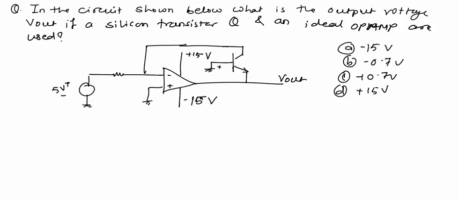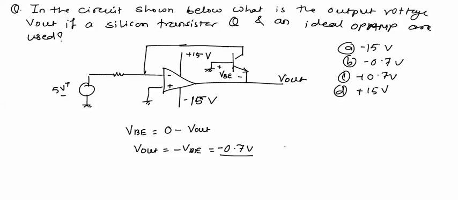And for this transistor, the voltage VBE can be calculated as VB, the voltage at the base terminal, which is 0, minus output voltage V out. So V out equal to minus VBE in this case. We know that for a silicon transistor in the active region, VBE is equal to 0.7 volt. So the correct answer is minus 0.7 volts.